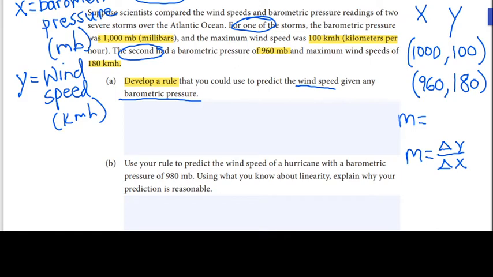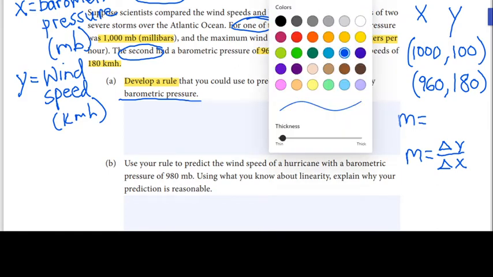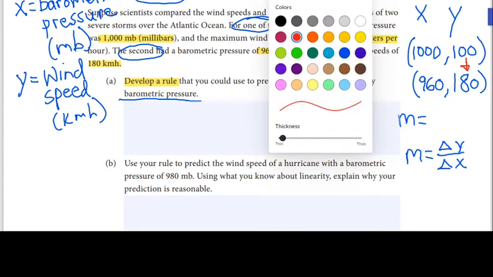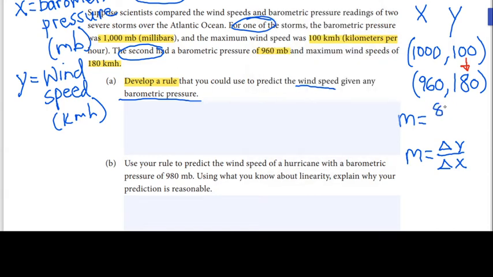So how did I get from here to here? What did I do to get from 100 to 80? Well, I added 80. Okay, so it's going to be plus 80. That's my change. That's the change in the y values.